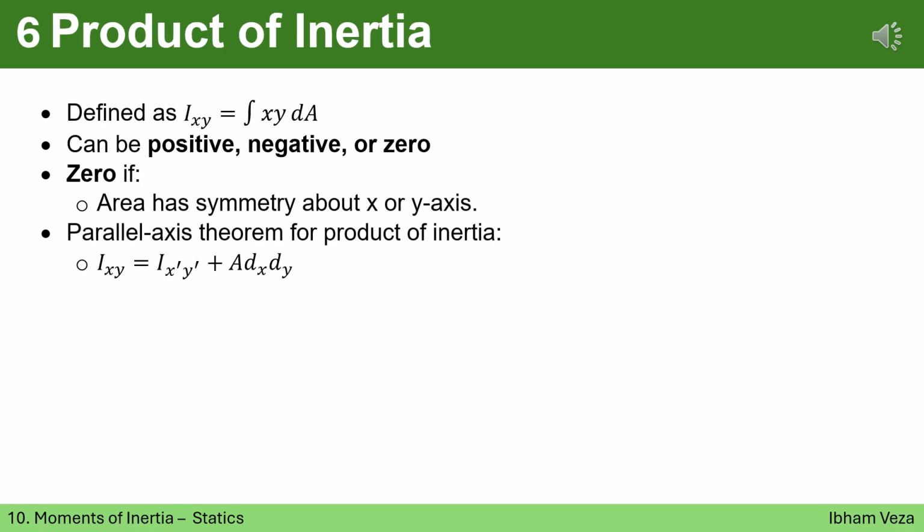Product of inertia. The product of inertia is another geometric property that describes how area is distributed simultaneously with respect to two axes. Depending on the shape and orientation, the product of inertia can be positive, negative, or zero. It becomes zero when the area has symmetry about the x-axis or y-axis. This property is particularly important when determining principal axes and analyzing rotated coordinate systems.